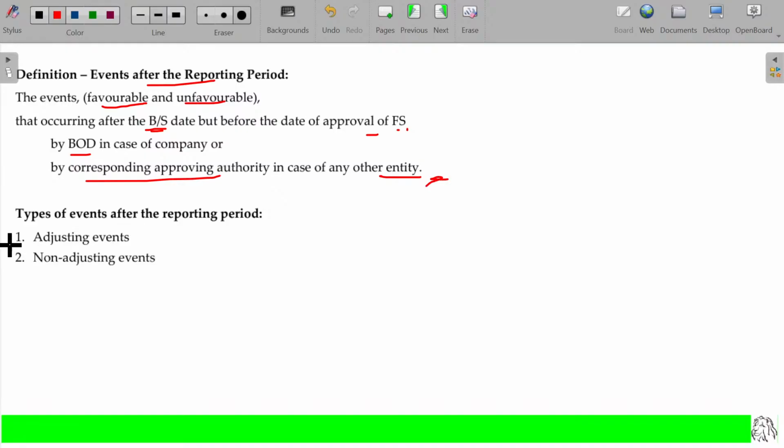Types of events. The events may be adjusting or non-adjusting. Some events will have an impact on the assets and liabilities value, then it may be adjustable. Sometimes leave it, don't adjust. That's how you can make the decision. Now this Ind AS 10 guides you on which scenarios will be adjusted and which scenarios are not required to be adjusted.